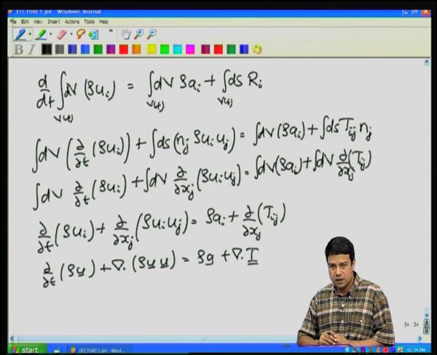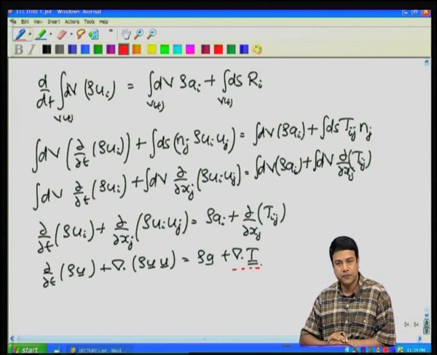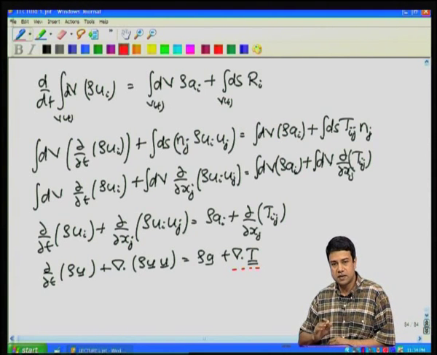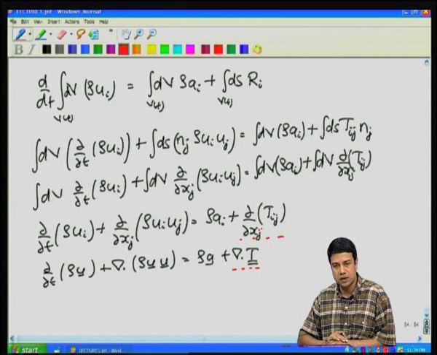I prefer not to write it in this form because this, for example, is confusing. It does not tell you whether the divergence is to be taken with respect to the first index or the second index, okay. Whereas written in this form, it is very clear that the divergence is to be taken with the second index.